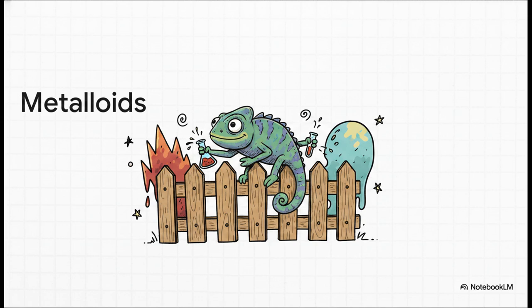Caught directly in the middle of these two warring factions are the metalloids. These guys cleverly exhibit intermediate behaviors depending entirely on who they happen to interact with. Elements like silicon, germanium, and arsenic can form both ionic and covalent compounds. They are so adaptable, in fact, that their oxides can sometimes be amphoteric, which is just a fancy way of saying they can play both sides of the fence, reacting happily with both acids and bases.